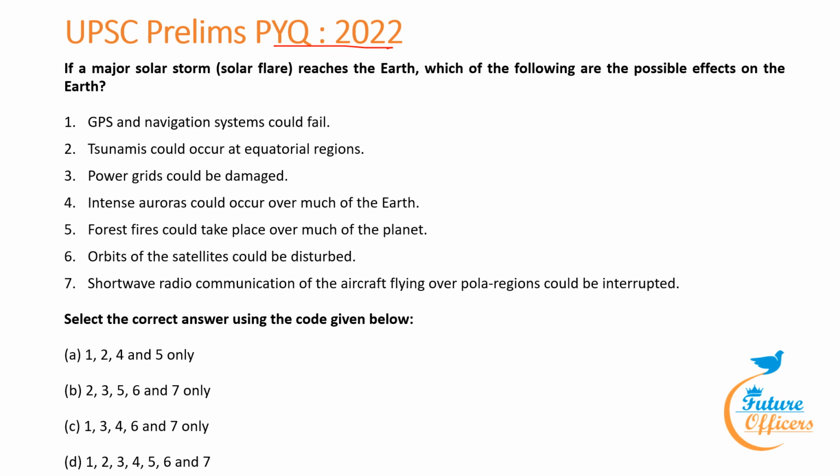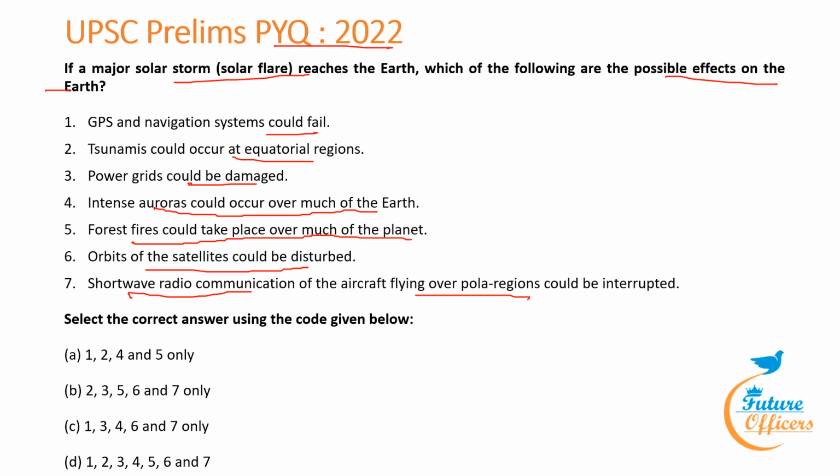If a major solar storm, solar flare reaches the Earth, which of the following are possible effects on the Earth? 1. GPS and navigation systems could fail. 2. Tsunamis could occur at equatorial regions. 3. Power grids could be damaged. 4. Intense auroras could occur over much of the Earth. 5. Forest fires could take place over much of the planet. 6. Orbits of the satellites could be disturbed. 7. Shortwave radio communication of the aircraft flying over polar regions could be interrupted. Select the correct answer using the code given below. So the answer is C. 1, 3, 4, 6 and 7 are the correct answers.